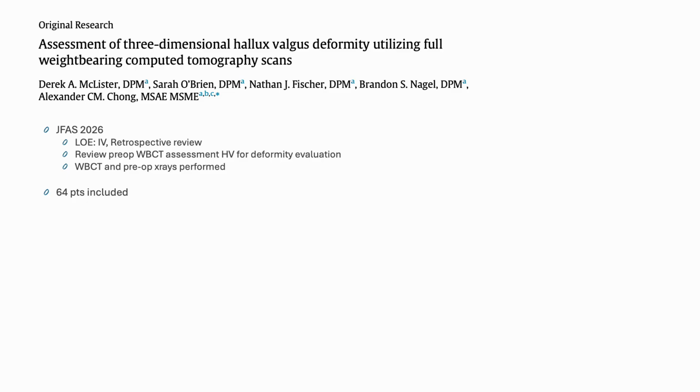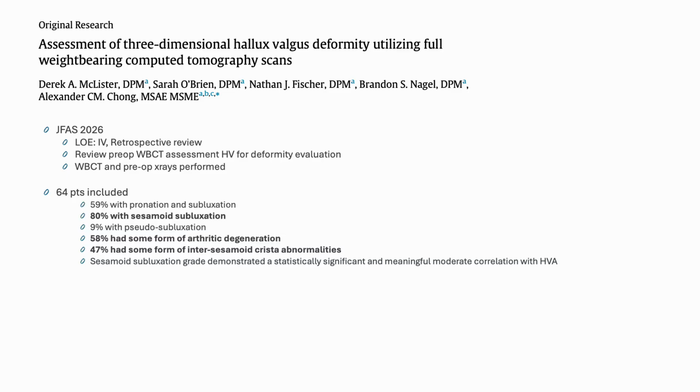What we found was a little bit similar and also a little bit different from the non-weight-bearing or simulated CT scan of Kim et al. We found that 60% of patients had pronation and subluxation. We found that 80% of patients had true sesamoid subluxation. So very similar to their 72%, but we had a little bit more. We had way less pseudo subluxation. We only had about 9% of that.